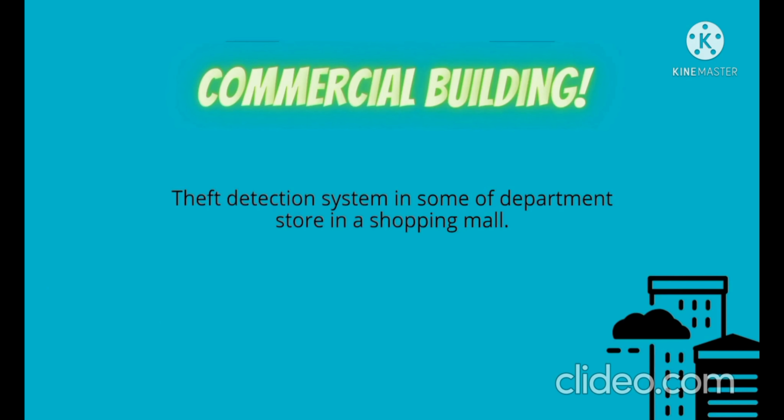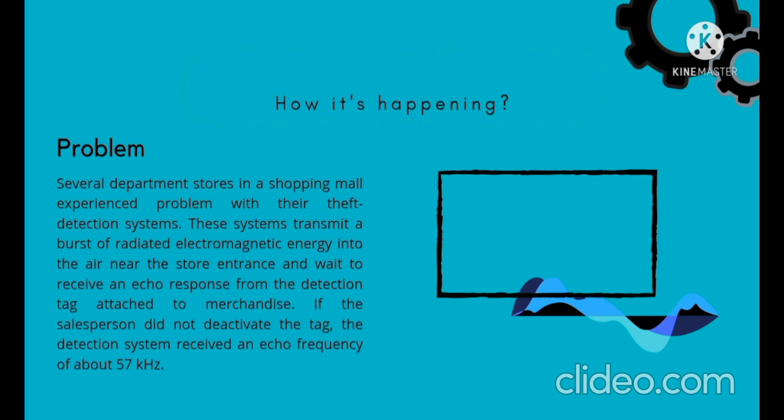Since our topic is about commercial buildings, let us talk about the case regarding the theft detection system in some of the department stores in a shopping mall. The case goes that several department stores in a shopping mall experienced problems with their theft detection system. This system transmits a burst of radiated electromagnetic energy into the air near the store entrance and waits to receive an echo response from the detection tag attached to the merchandise. If the salesperson did not deactivate the tag, the detection system received an echo frequency of about 57 kHz.